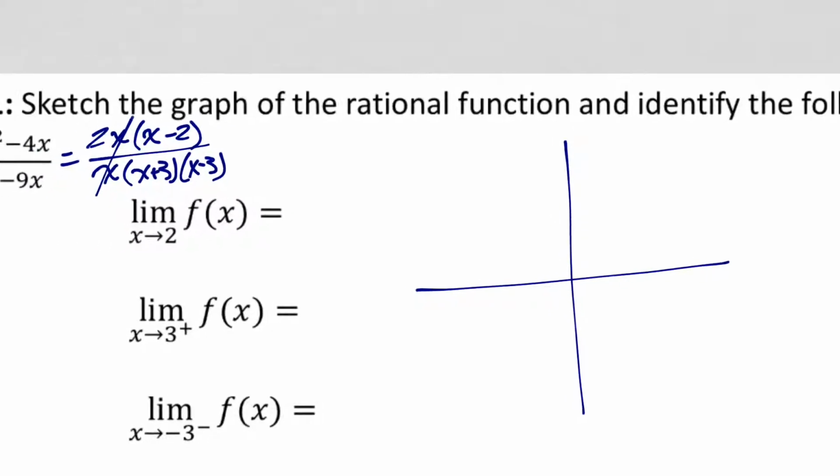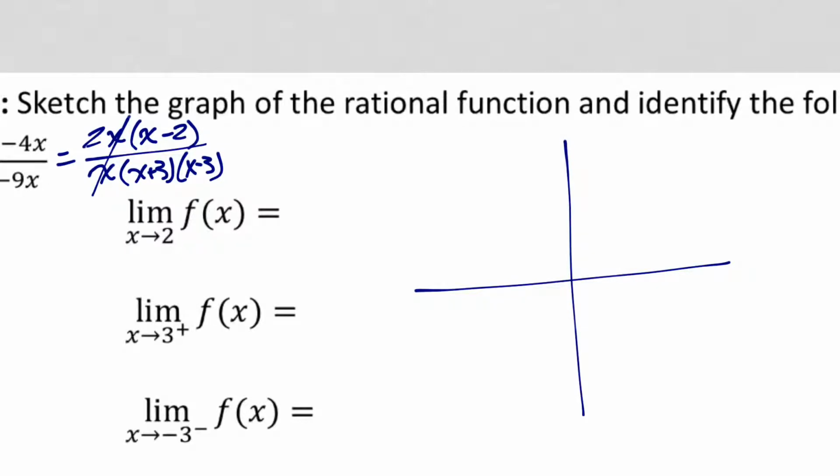And then we have some other things. We have an asymptote at positive 3, so we'll sketch that in. And we have another one at negative 3, so we'll sketch that in. Notice the degree in the bottom is greater, so we'll have a horizontal asymptote at 0. We have an x-intercept at the x value of 2.